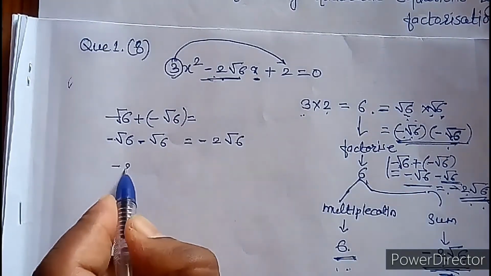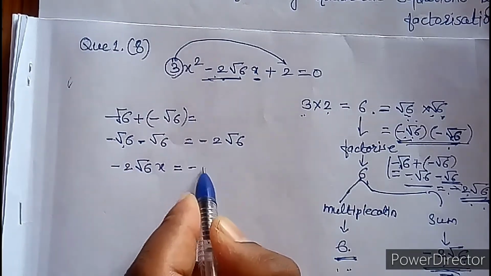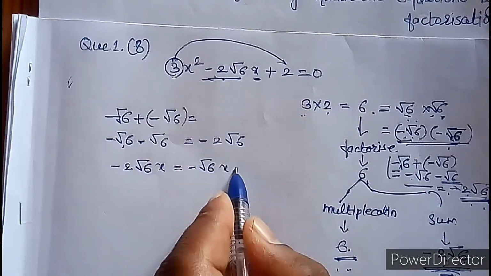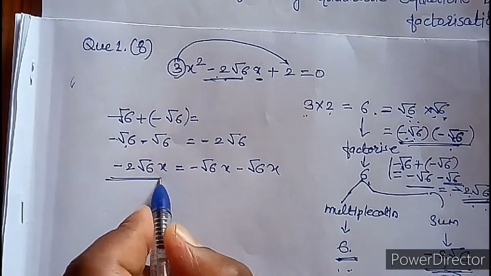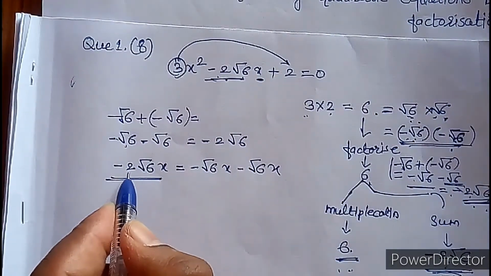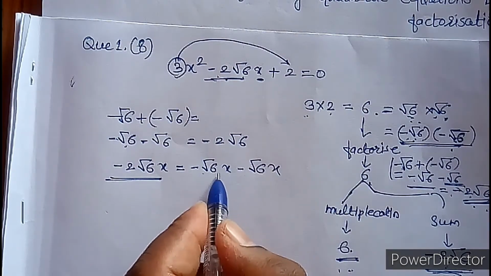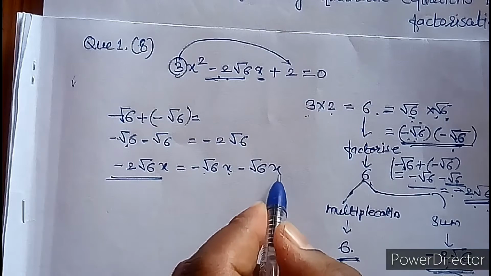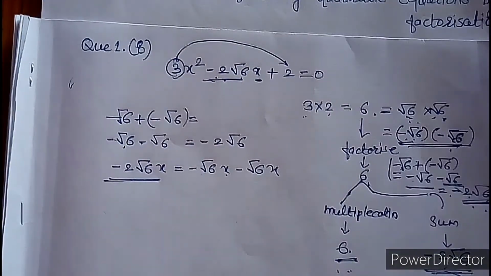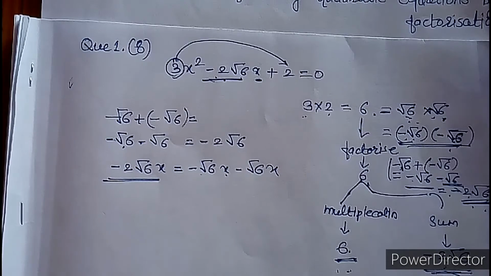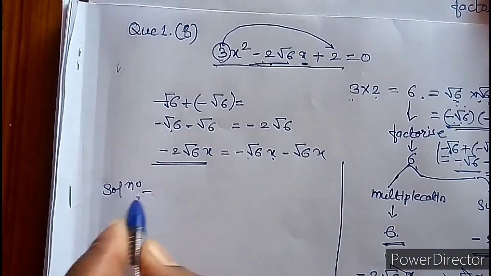Therefore minus 2 root 6 x can be written as minus root 6 x minus root 6 x. Means here we can put minus root 6 x minus root 6 x instead of minus 2 root 6 x. Therefore coming to the solution part, the original solution starts from here.